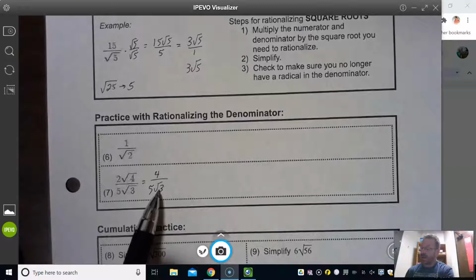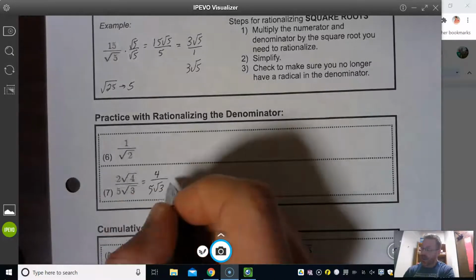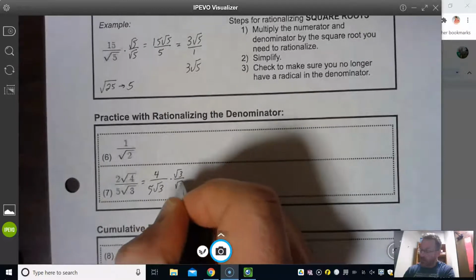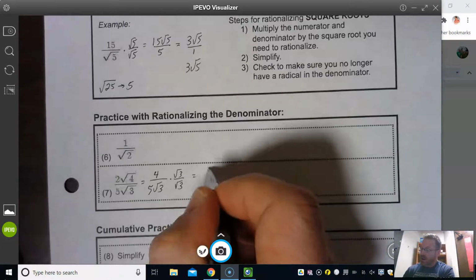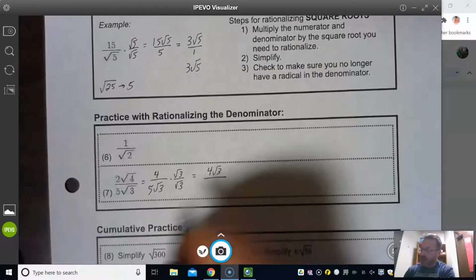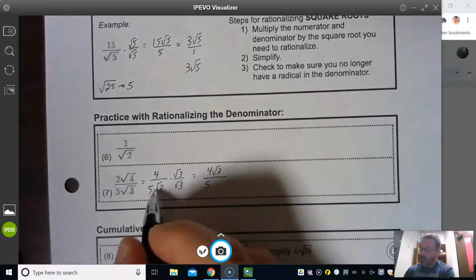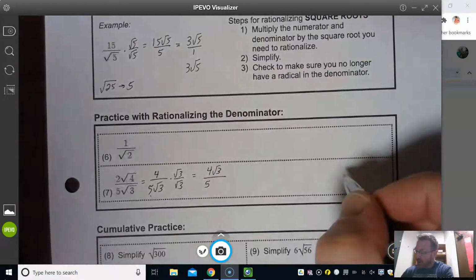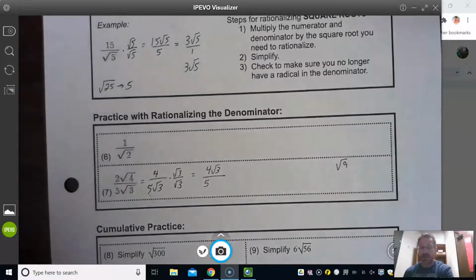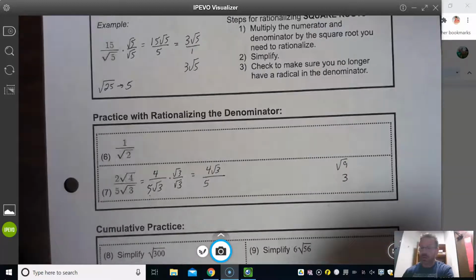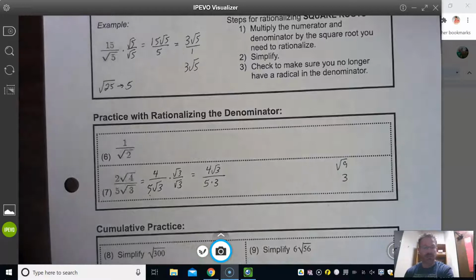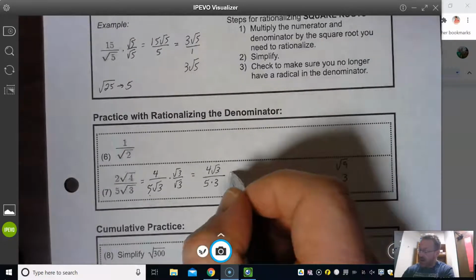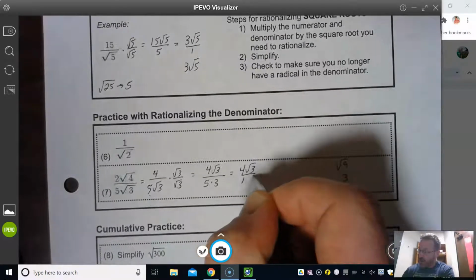Now my simplifying is I need to get rid of that radical in the denominator. So just like we did above, I'm going to multiply by root 3 over root 3. So 4 times root 3, that's 4 root 3. Then I have my 5 here. Now, root 3 times root 3, and I'm going to write that right there, would be root 9. And we know the square root of 9 is 3. So that gives me a times 3 right there. And then I just simplify that. So I get 4 root 3 over 15.